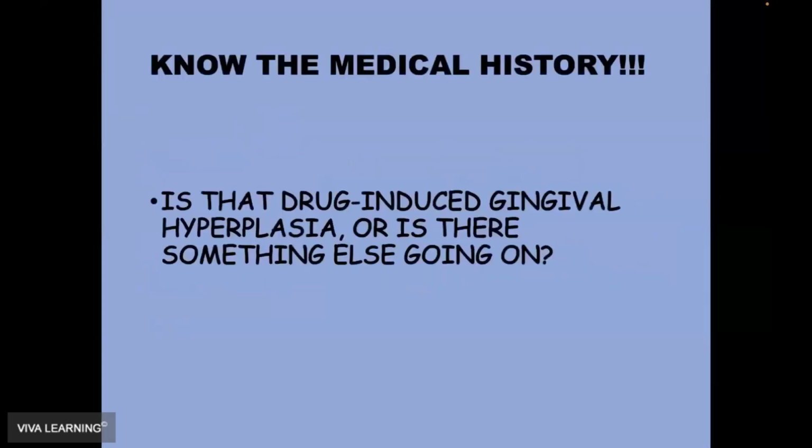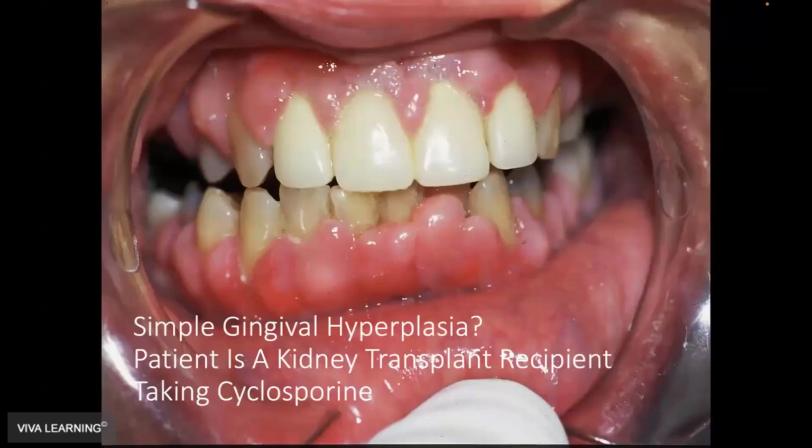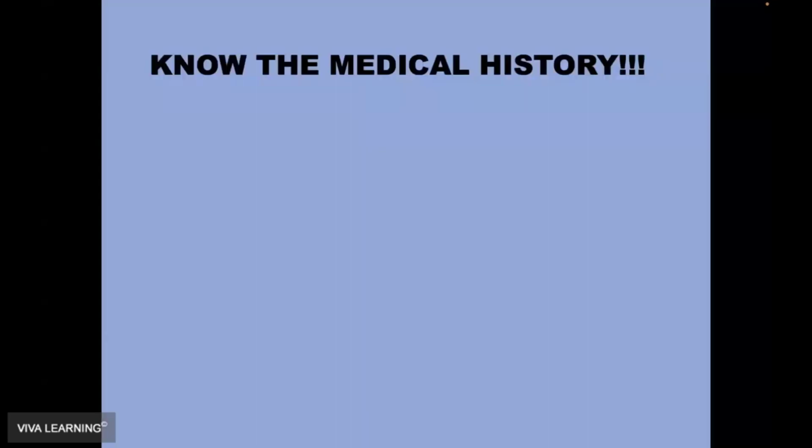Know the medical history. Is that drug-induced gingival hyperplasia, or is there something else going on there? This is a patient that's a kidney transplant patient and taking cyclosporin and taking calcium channel blockers. So maybe this is simple gingival hyperplasia. However, there's a chance that this is leukemic gingivitis, because patients that are on cyclosporin have a slightly increased risk of leukemia. So we don't know if it's simple gingival hyperplasia or possibly leukemic gingivitis unless we do a biopsy.